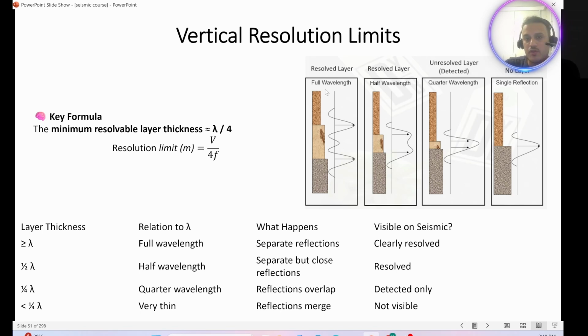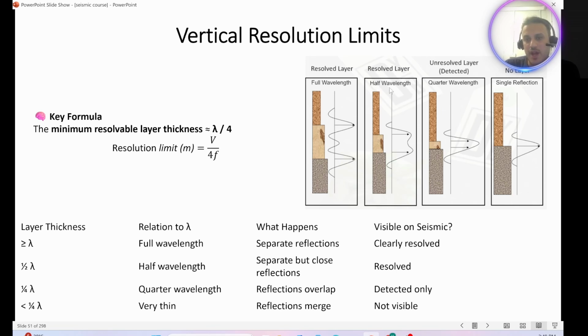In the case of full wavelength, we have 1, 2, 3 layers. The layer in the middle, the first one, is full wavelength. If you see one complete wavelength, the separate reflections are clearly resolved. Clearly resolved means we can easily detect and see the reflectors within this layer.